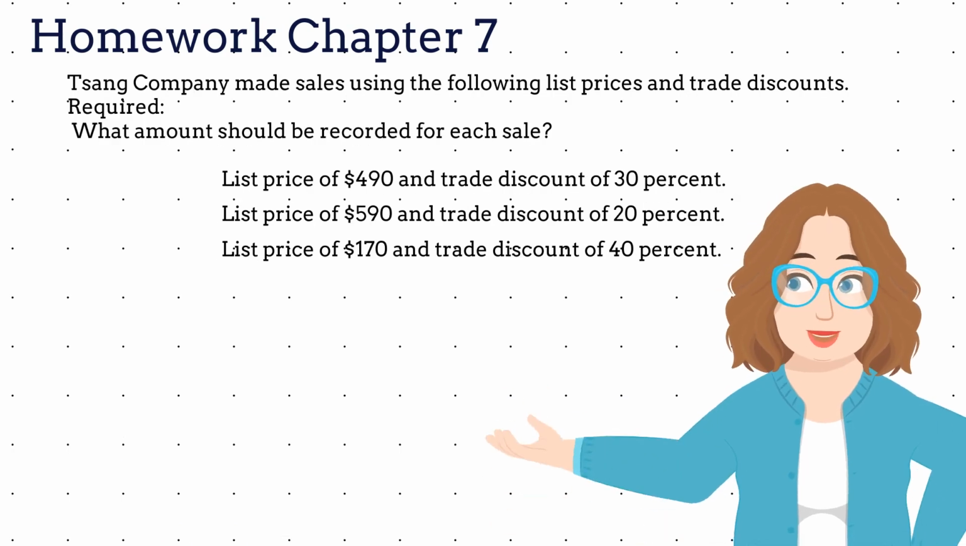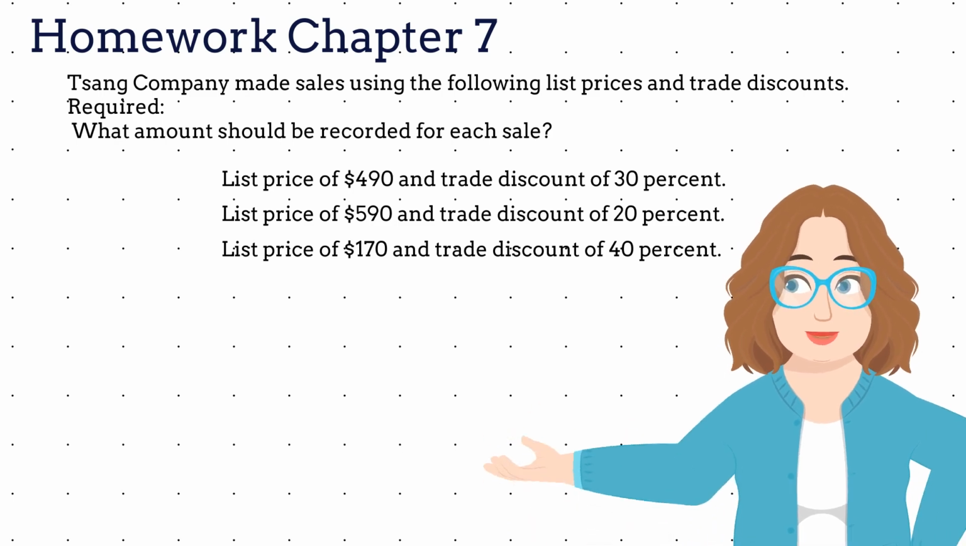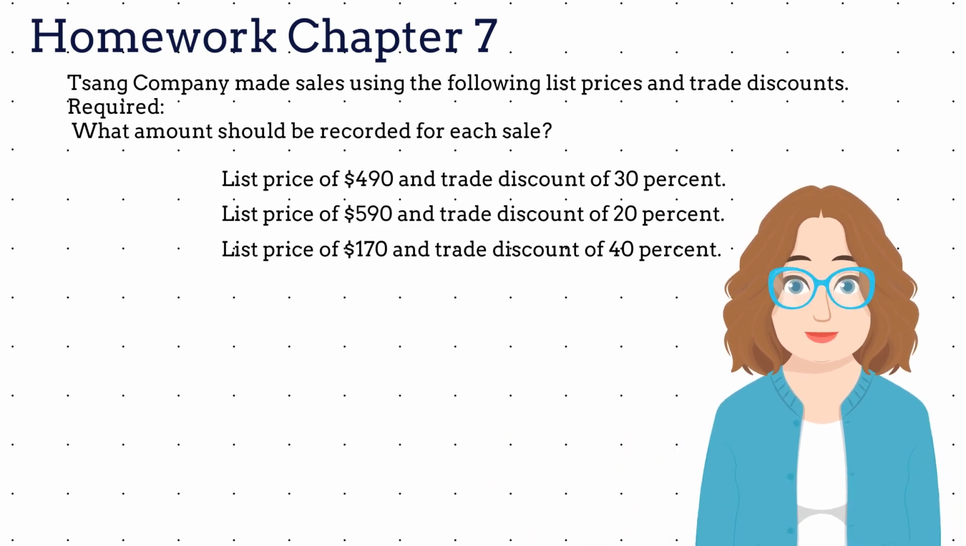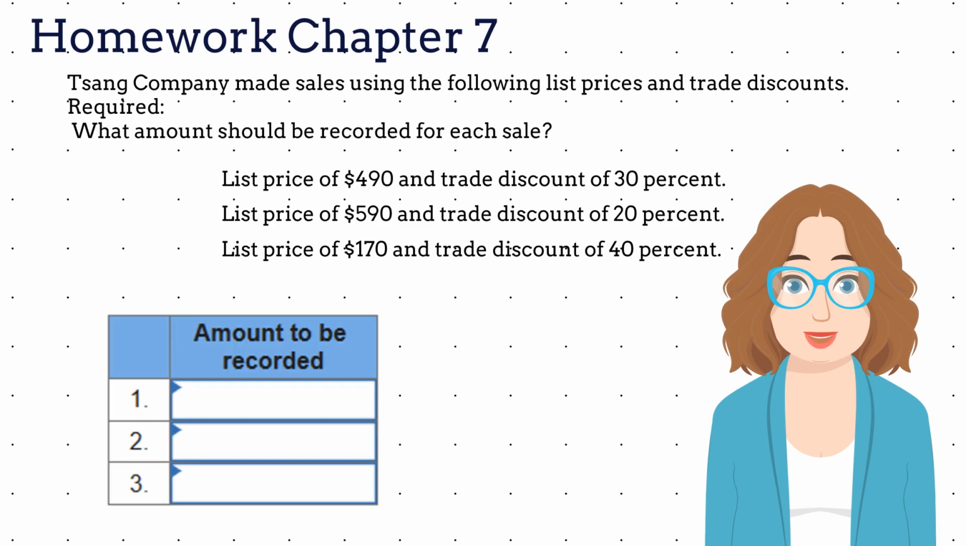Vicente Company made sales using the following list prices and trade discounts. What amount should be recorded for each sale? Let's look at the first item. We have a list price of $490 and a trade discount of 30%. We multiply 490 by 30%, which is $147, and then we subtract that amount from $490, which is $347.